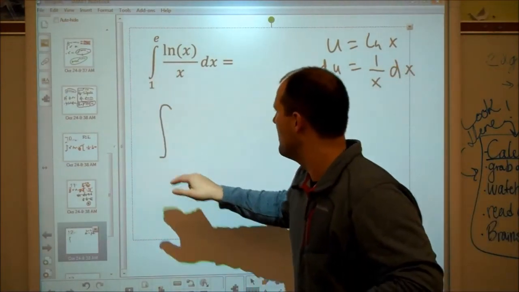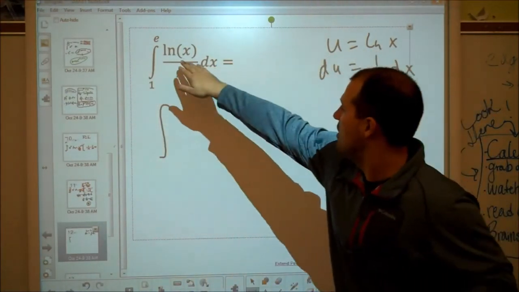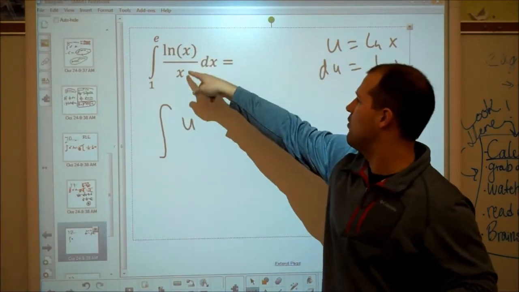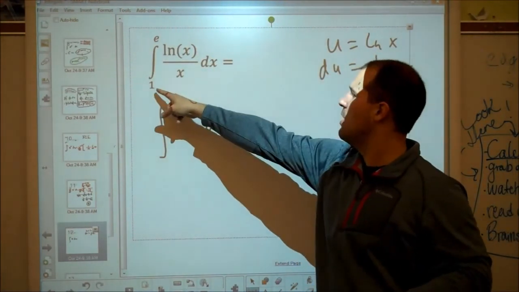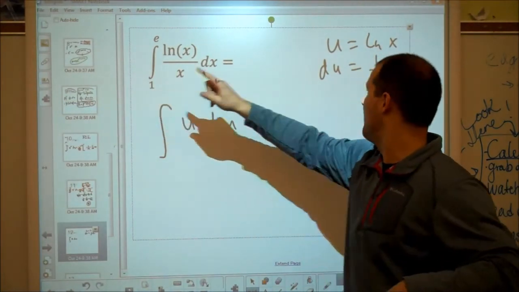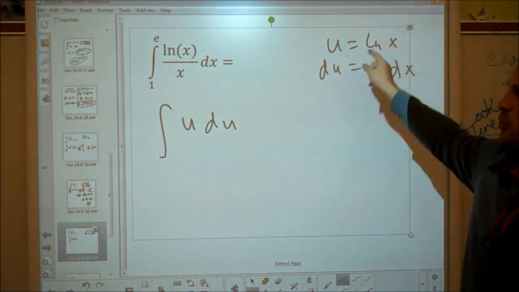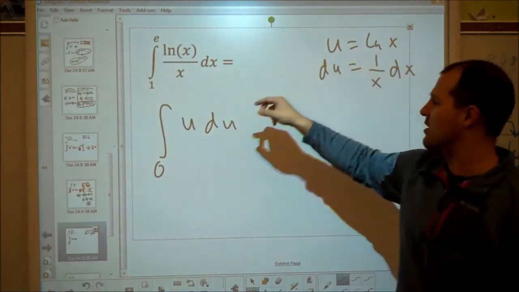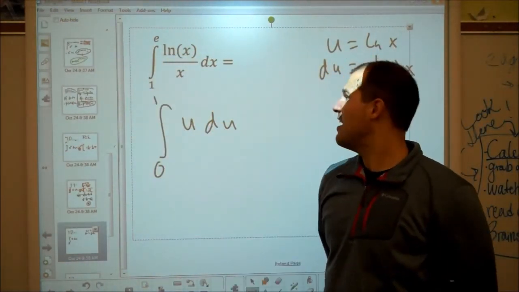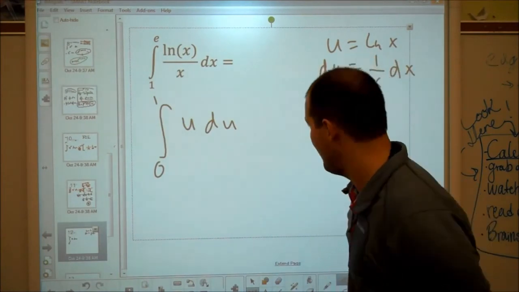Okay, so let's do it. So instead of natural log, I write u. I have a 1 over x dx right there, and so that's going to be du. Don't forget to change your bounds. Plug in a 1 right there. Natural log of 1 is 0. Plug in an e. Natural log of e is 1. And that nasty problem just got pretty darn easy, so let's do it.